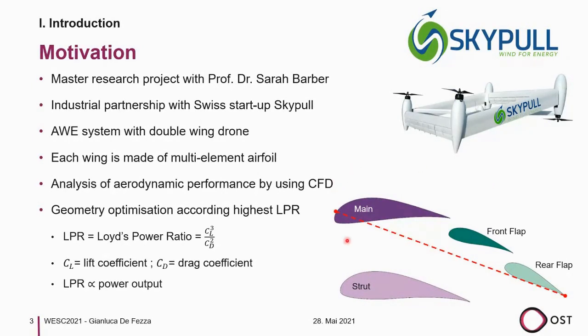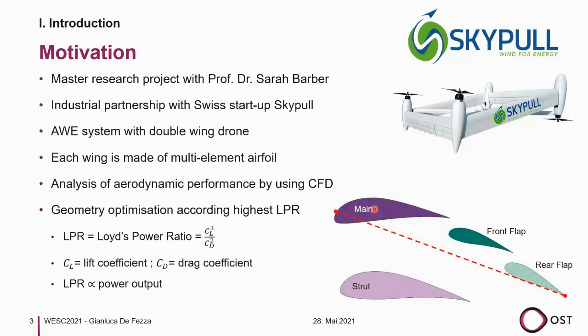As you can see here, this is the whole profile of the airfoil. We have up here the separate airfoil, the main airfoil. Down here we have the strut, and below them we have two flaps, the front and the rear flap. These 4 separate airfoils build the whole airfoil for this drone, and the red line here represents the chord length.